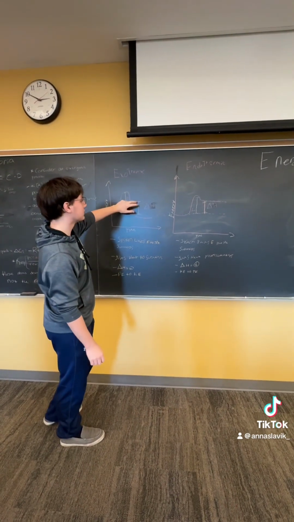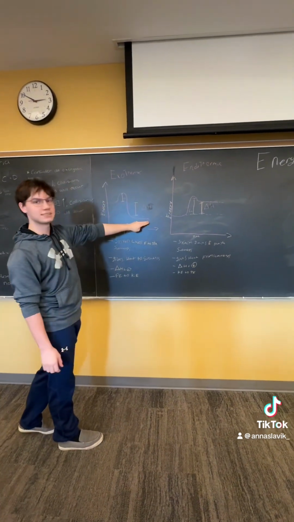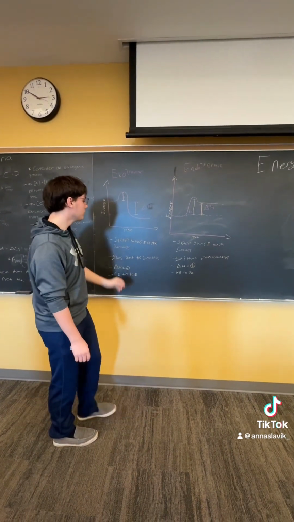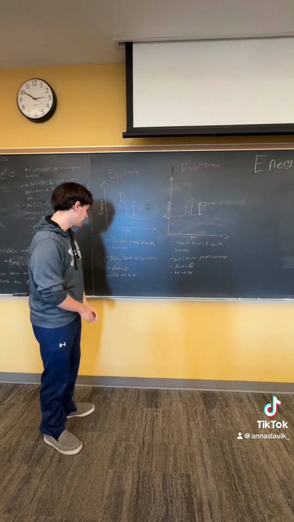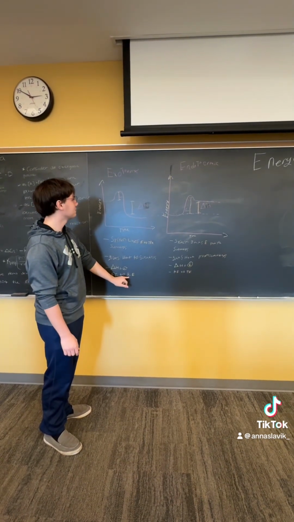Exothermic reactions have a negative delta H because your energy starts up here and ends down here, which is less than where it started. So it's going to lose energy to the surroundings, and it's going to transition potential energy to kinetic energy.